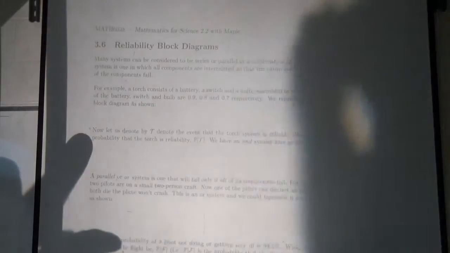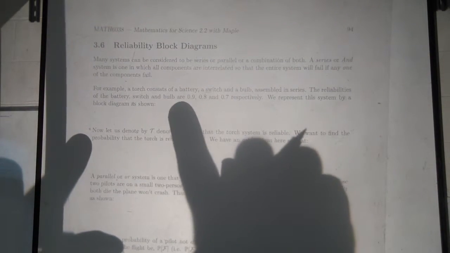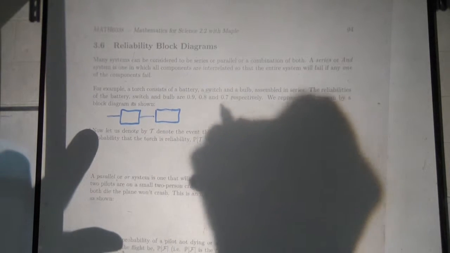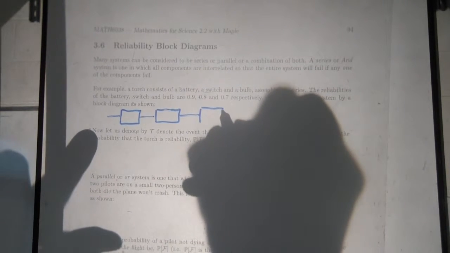So we're looking at this block. Here we've got the reliability is 0.9, 0.8, 0.7. So where are we getting this? So this is an old battery. This is a switch that's been used a fair bit, and the bulb, well, the bulb is half knackered as well. Okay? So you need the battery to work, the switch to work, and the bulb to work.